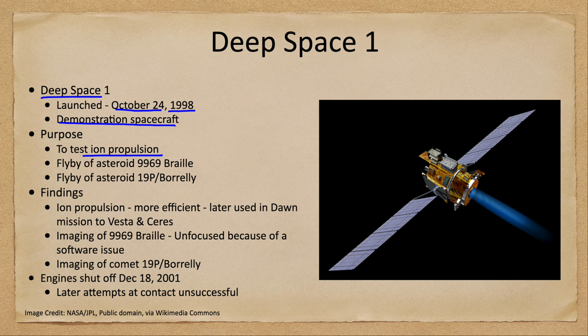It also would fly by the asteroid 9969 Braille and the comet 19P Borrelly. So those are several of the things that it was going to try to do. Now, one of the big things that it was trying was looking at the ion propulsion.